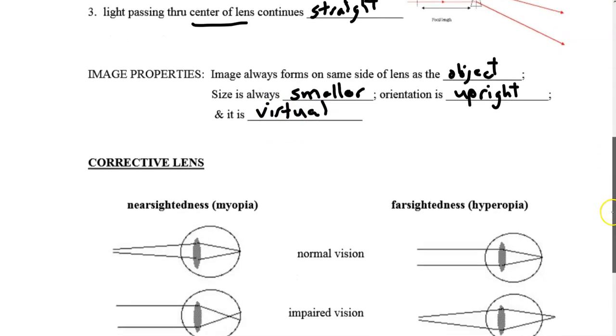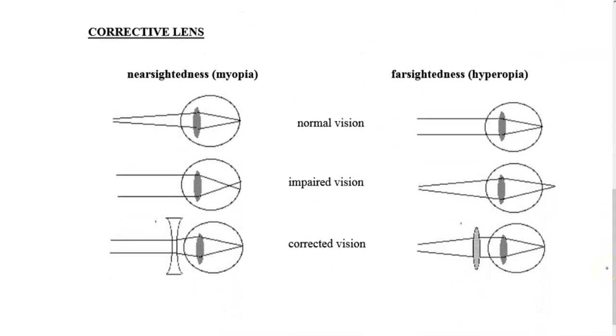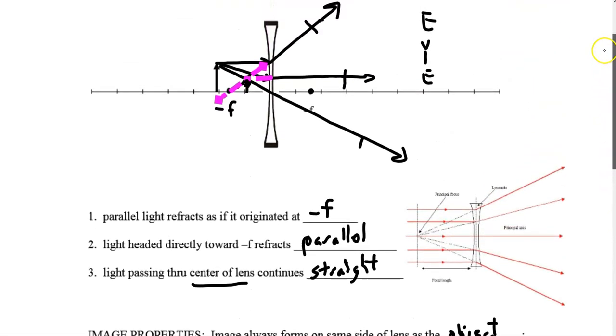The last thing that we can talk about is corrective lenses. I will actually do that in class with you because I have some demonstrations to go with that. So if you have any questions, bring them to class. And I apologize again for the not very good rendering of this image here, but we can talk about that in class as well.